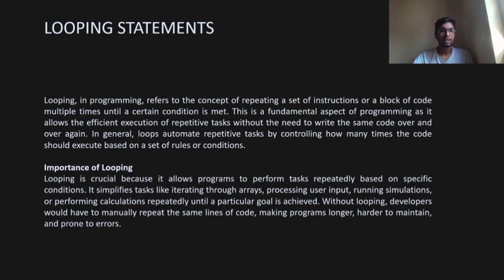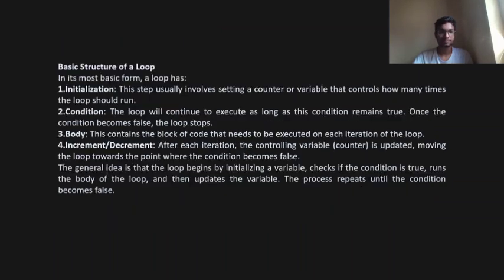Importance of looping. Looping is crucial because it allows programs to perform tasks repeatedly based on specific conditions. It simplifies tasks like iterating through arrays, processing user input, running simulations, or performing calculations repeatedly until a particular goal is achieved. Without looping, developers would have to manually repeat the same lines of code, making programs longer, harder to maintain, and prone to errors.